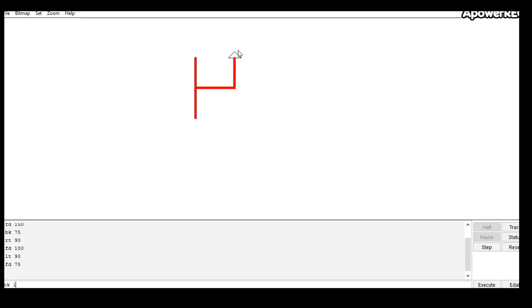Now I'll give the BK command 150. Okay, so it will draw a straight line of 150 units. The BK command moves the turtle in the backward direction by the value you have given. So here I have given 150 units, so it will move backward by 150 units. So now the H alphabet has been formed.